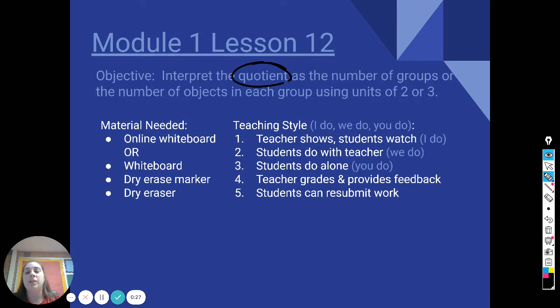Okay, the materials you need for today are your online whiteboard, or you can use your whiteboard, dry erase marker, and dry eraser from home. We're going to continue to follow the teaching style where I do an example, then we do one together, and then you do them on your own.